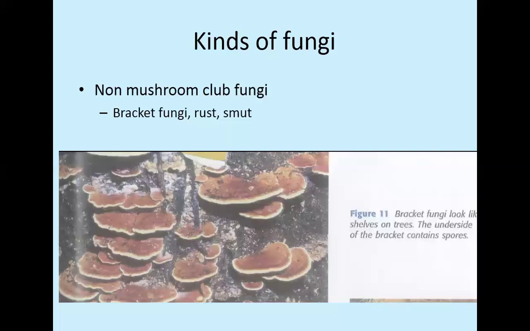The next type of fungi are called non-mushroom club fungi. Bracket fungi is one such example. Rust and smut are fungi which infect crops. Here in this diagram, you can see this brownish structure. These are the fungi which are attached to a tree and to the surface. These fungi are attached just like shells or brackets. Therefore, the name bracket fungi.